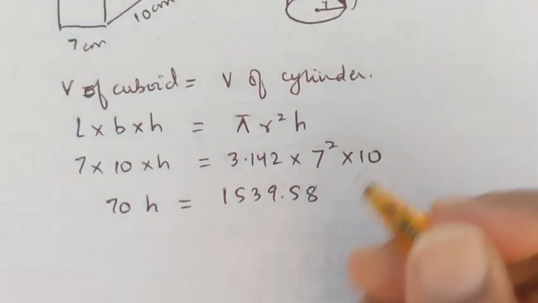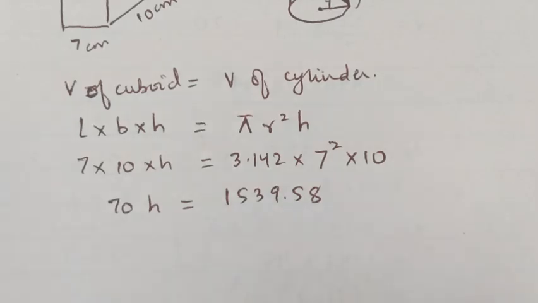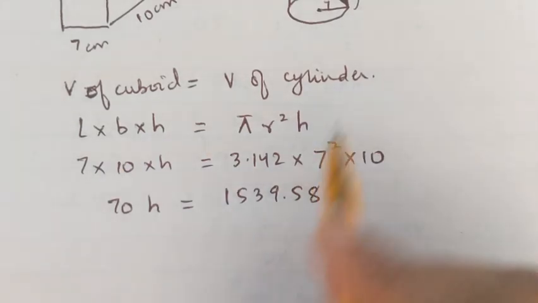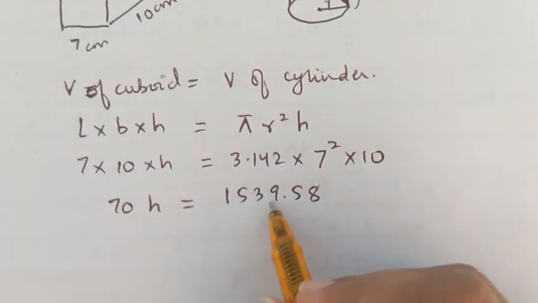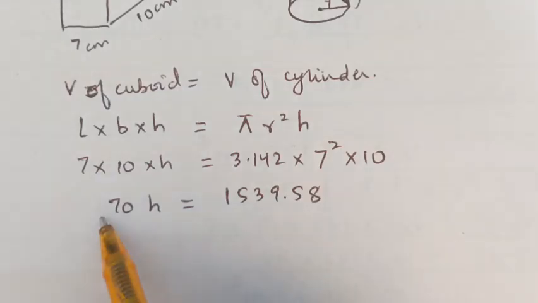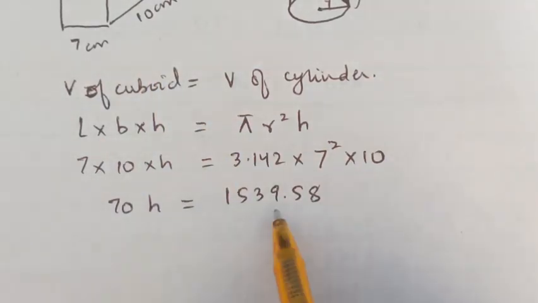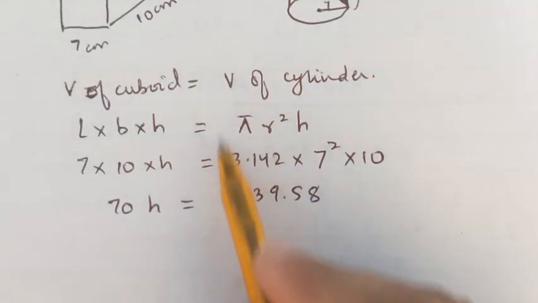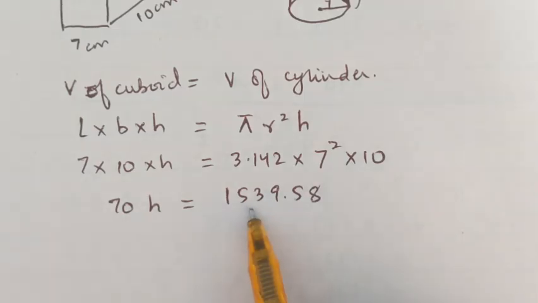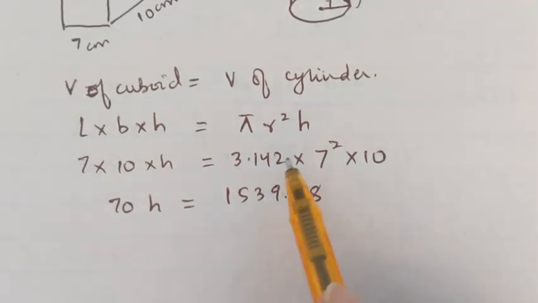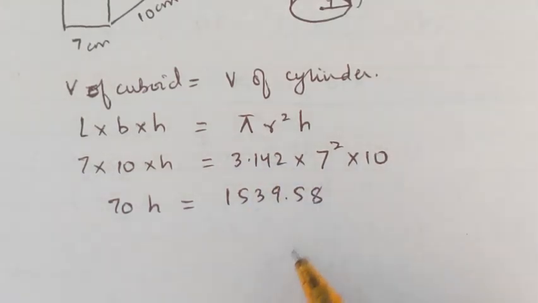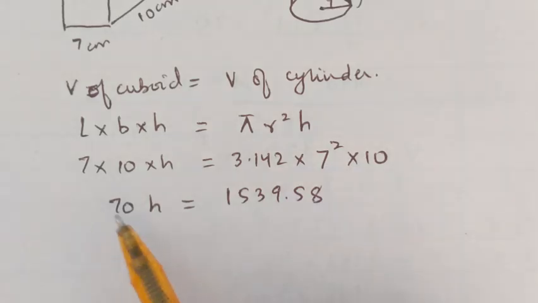1539.58, meaning the volume of both the figures will be 1539.58. So it means the volume of the cuboid would also be the same. If we have got the volume of the cylinder as 1539.58 and the volume of both of the figures is the same, so the volume of the cuboid would be the same.